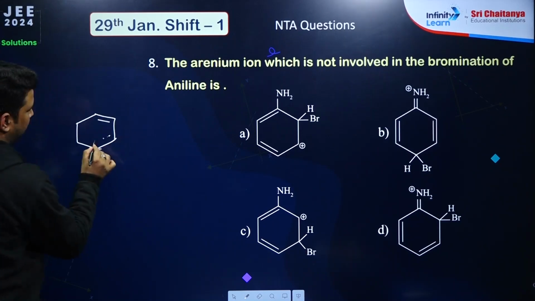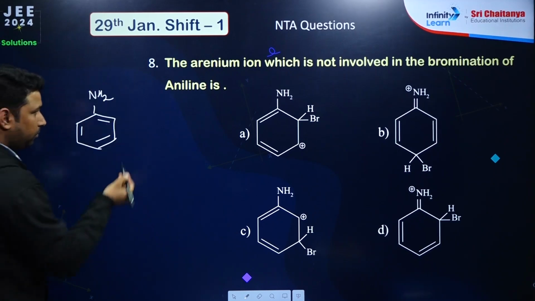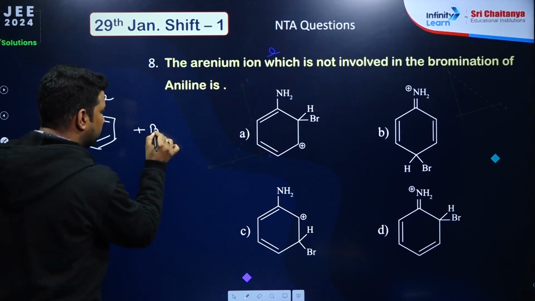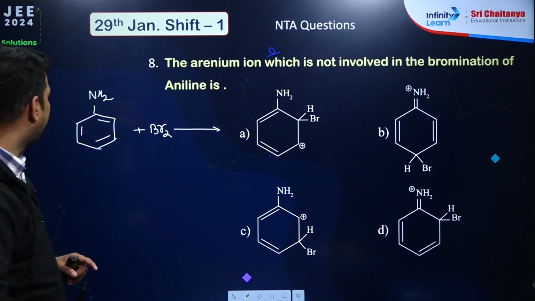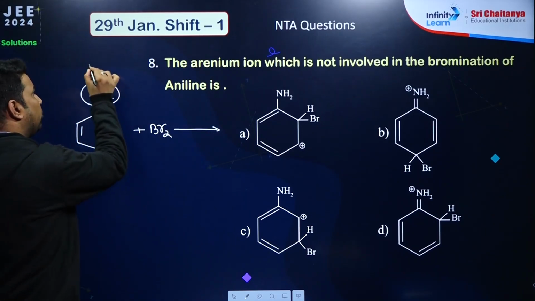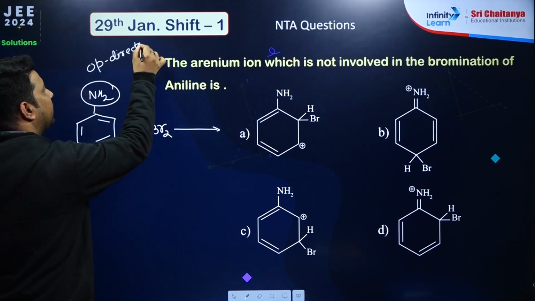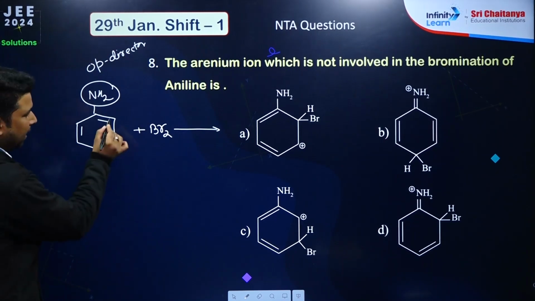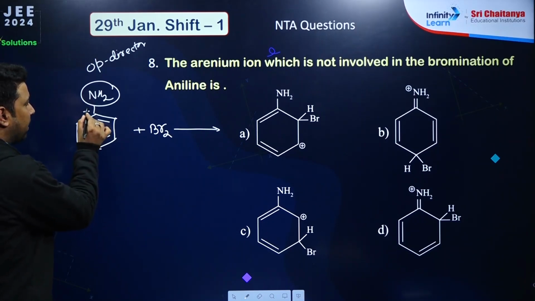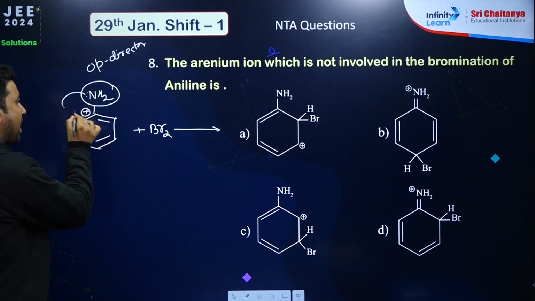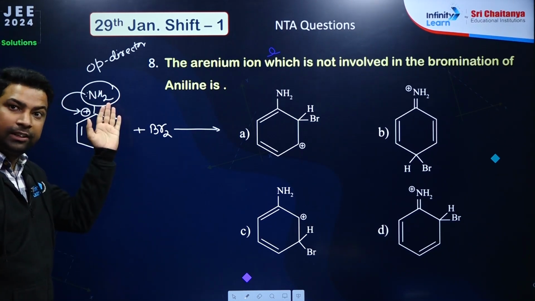Aniline, NH2, reacts with Br2. This aniline is an OP director. OP director means ortho para director, because if it attacks on this carbon, positive charge will appear out there and it will be back bonded by nitrogen. So the Wheland complex will be stable.